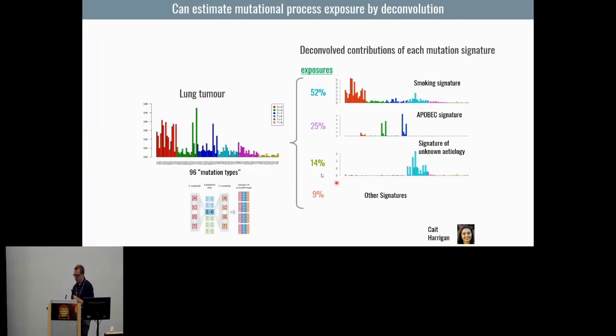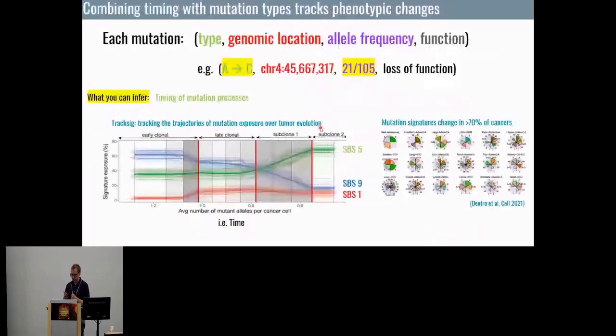But the important thing here is you can measure these exposures, which is the proportion of mutations due to each of these types. One of the first things Kate did when she was an undergrad in the lab was to work on this method we call TrackSig, which tracks change in exposures of different mutation processes over time. And these changes of exposures are also very tumor type specific.